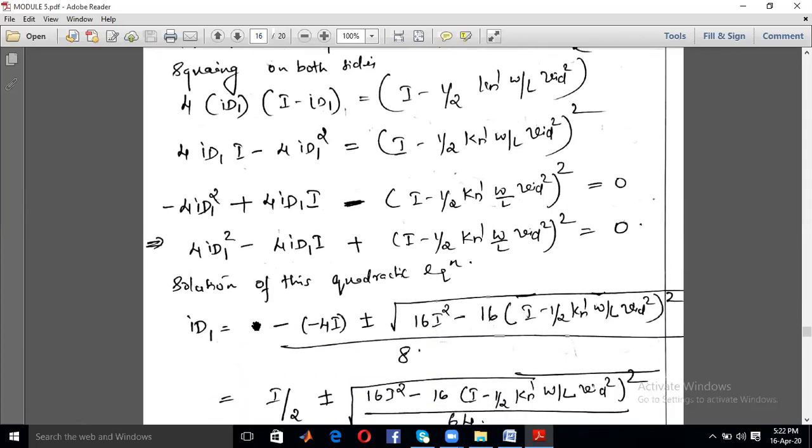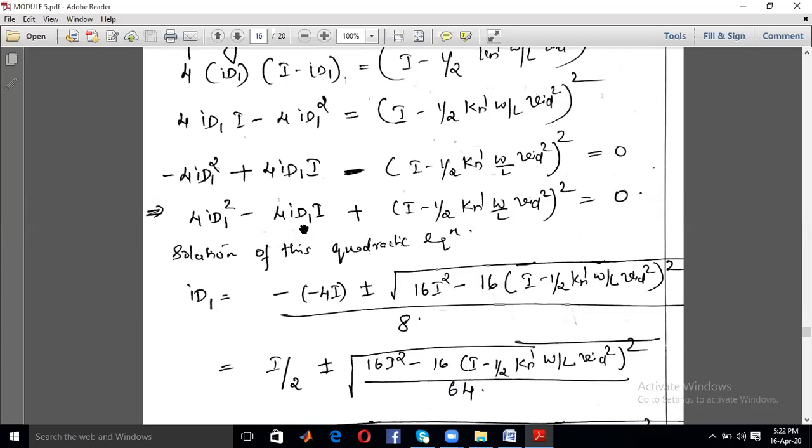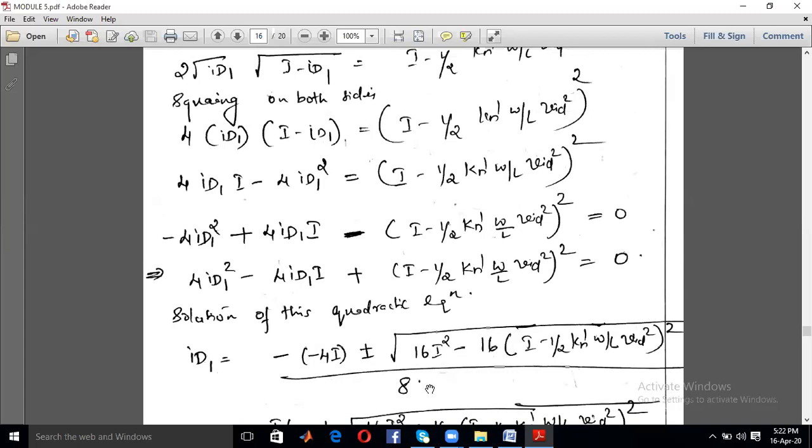Now you can find the roots of a quadratic equation by the conventional formula, that is minus b plus or minus root of b square minus 4ac, by 2a. So what is minus b here? ID1 is a variable, ID1 is x here. So along with ID1, the term is, sorry, minus 4I. So minus 4I is your b. So minus of minus 4I plus or minus root of b square. B square means minus 4I the whole square, which is 16I square, minus 4 into a into c. 4 into a is 4, so 4 into 4, 16, into c, that means this entire term. That entire term I have written here, whole divided by 2 into a. 2 into 4 is 8.